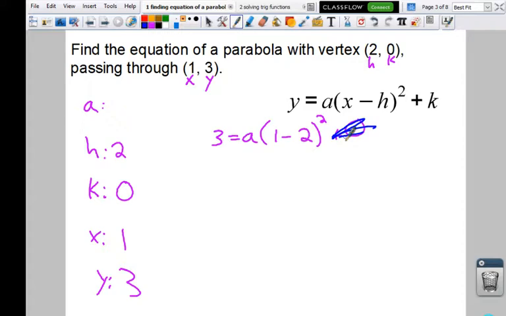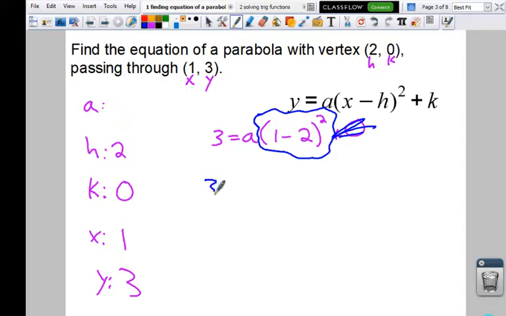And next, I should plug this entire parenthesis into Desmos right here. That whole parenthesis into Desmos. So I'm going to grab it. I'm going to go parenthesis 1 minus 2 parenthesis squared, and we get 1.